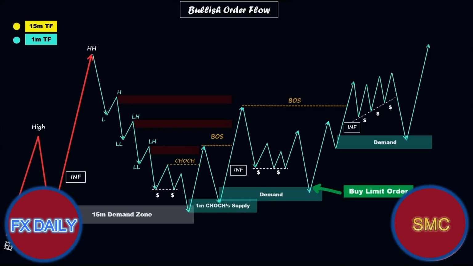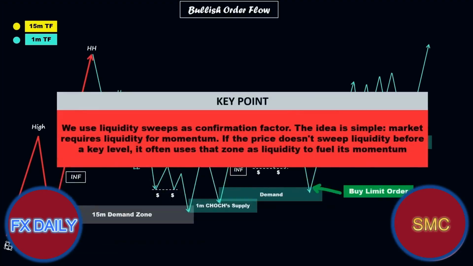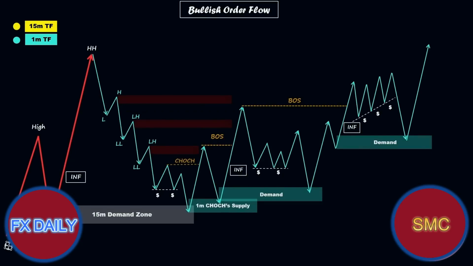This confirms the power of our demand zone. We use liquidity sweeps as a validation tool. The idea is simple. The market needs liquidity to create movement. If the price does not inject liquidity before reaching a key level, it usually uses that area as liquidity to ensure its own movement.